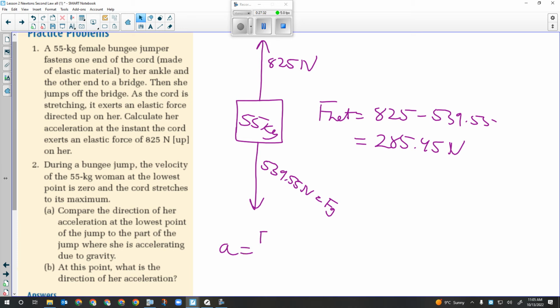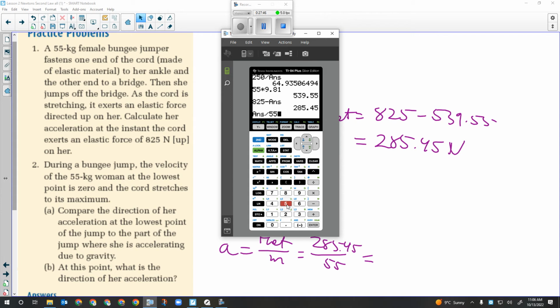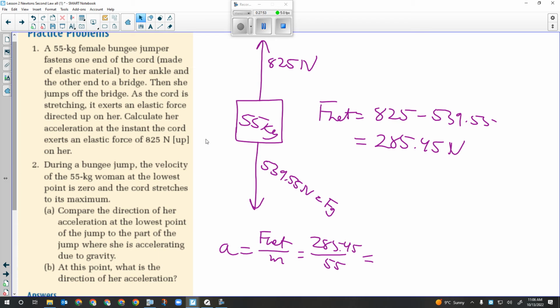And now I can calculate her acceleration. a equals F net divided by m, so 285.45 divided by 55 kilograms. We only have two significant digits, so 5.2 meters per second squared. Which direction? Everyone all right with that?